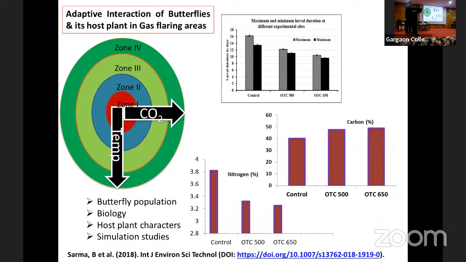to get the required nitrogen in their diet. That's why this is conflicting: due to increased temperature, their larval duration is decreased, but due to decreased nitrogen concentration in the host plant, they have to spend more time feeding to get the same amount of nitrogen they require in their life cycle. So this is actually a contradiction. What happens, you say mortality will be increased?